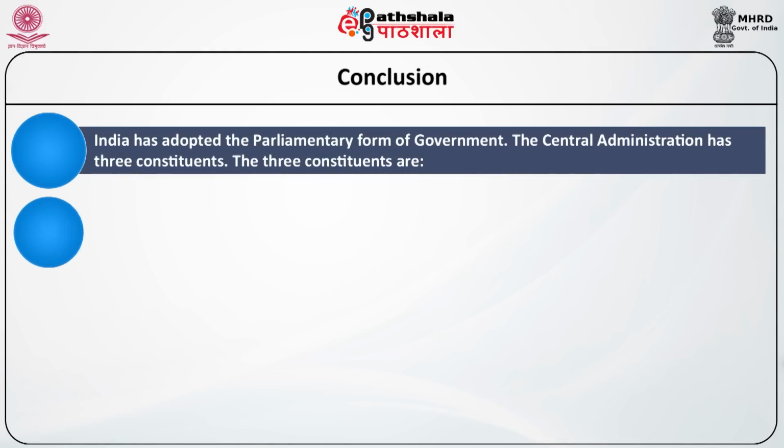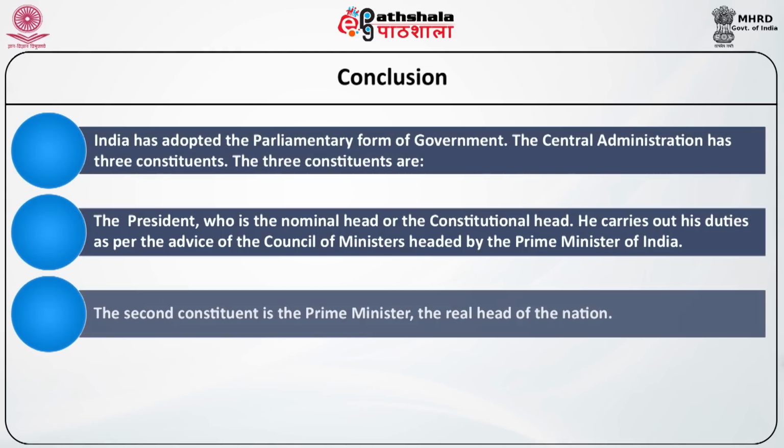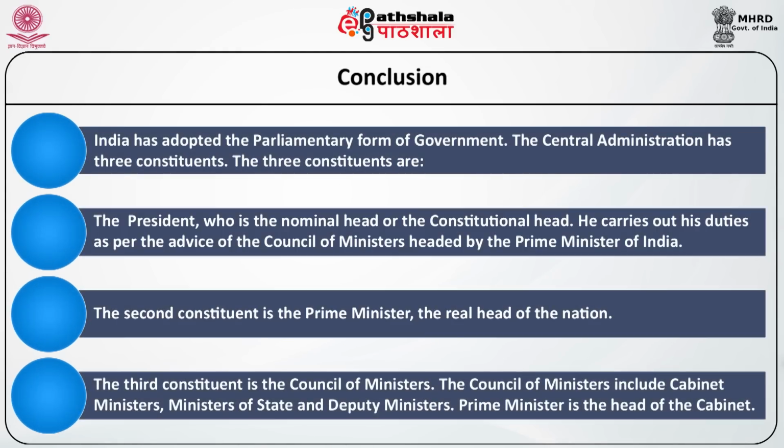Conclusions. What did we study? We studied that the central administration consists of three main constituents. The President of India, who is a constitutional head or a nominal head. The Prime Minister of India, who is the real head of the country. And the Council of Ministers, including the Cabinet Ministers, the Ministers of State, and the Deputy Ministers.